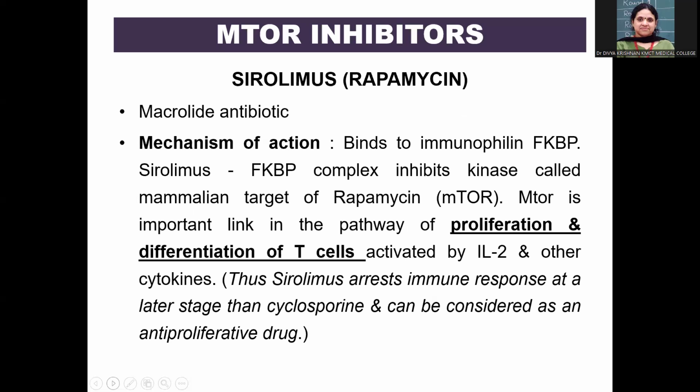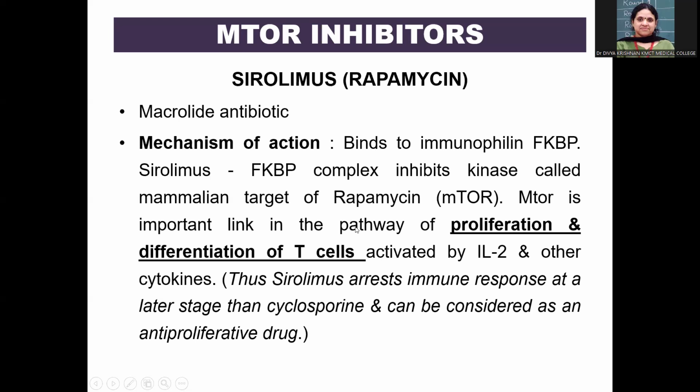Now, let us see the mTOR inhibitors. Under this, we have two drugs, sirolimus and everolimus. Sirolimus was previously called rapamycin, and it is a derivative of a macrolide antibiotic. The mechanism of action is that it also binds to the immunophilin FKBP, just like tacrolimus. But the difference here is that the sirolimus-FKBP complex does not inhibit calcineurin. It inhibits another kinase, which is called the mammalian target of rapamycin, mTOR. So instead of calcineurin, this inhibits mTOR.